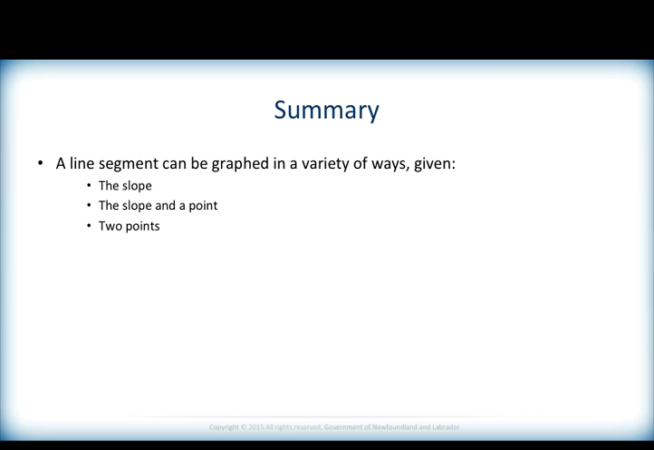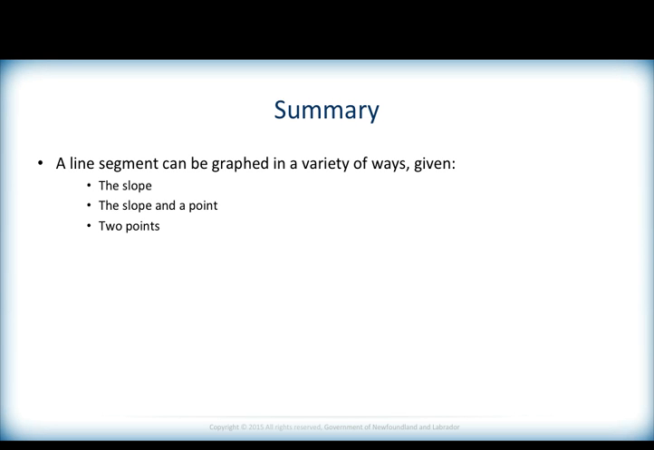So in summary here, a line segment can be graphed in a variety of ways. You can be given just the slope, where you will discuss that as rise and run. Choose any point on the graph, use your rise over your run, then create your line segment. You can be given the slope and a point, where you will plot the point first, and going from that point, you will use the rise and run method.